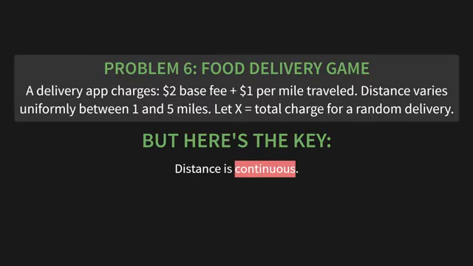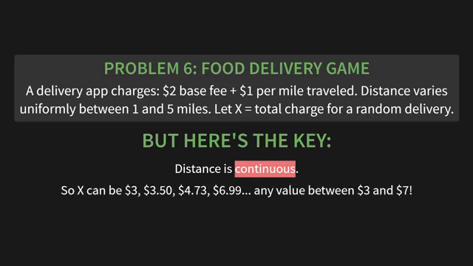But wait, here's what makes this interesting. The distance is continuous. We're not just talking about 1 mile, 2 miles, 3 miles, no. The delivery could be 1.5 miles, 3.7 miles, 4.999 miles, literally any value between 1 and 5. So X can be $3, $3.50, $4.73, $6.99, basically any amount between $3 and $7. Mathematically, we say X takes values in the interval from $3 to $7.